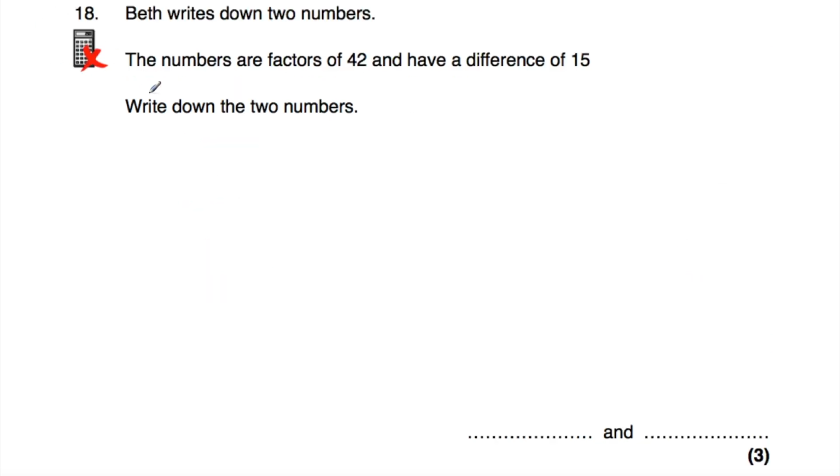Okay, let's look at our next question, question number 18. So question number 18 says, Beth writes down two numbers, and the numbers are factors of 42 and have a difference of 15. Write down the two numbers.